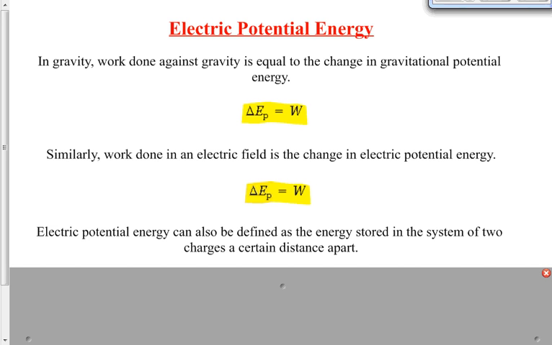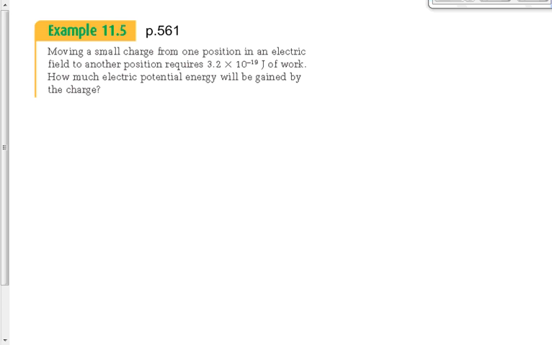You're about to see what could be the easiest question in the history of Physics 30. That is, if you understand what we just said, and if you remember what we just said, the whole idea of change in potential energy being equal to the work. Let's take a look at this question. It says, moving a small charge from one position to another in an electric field requires 3.2 times 10 to the negative 19 joules of work. Okay, let's circle that and call it W. How much electric potential energy will be gained by the charge?